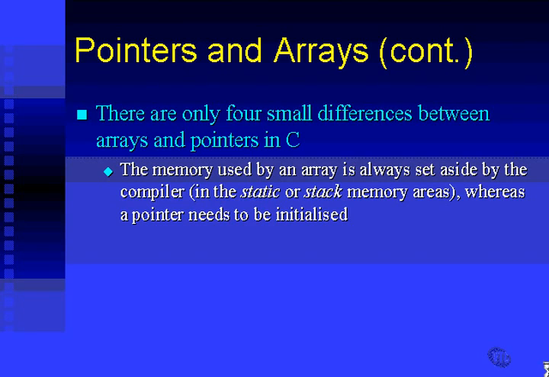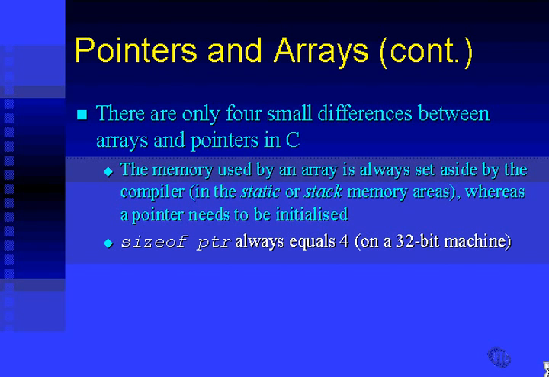Contrast that with pointers. Pointers need to be initialized to point to something. They need to be able to be set to point to an existing area of memory, or you need to go and allocate some memory from the heap for them to point to. So that's probably the biggest cause of errors, is that programmers forget that a pointer needs to be initialized to actually point to a valid piece of memory. Arrays do not need to be initialized in the sense that they always refer to a valid piece of memory.